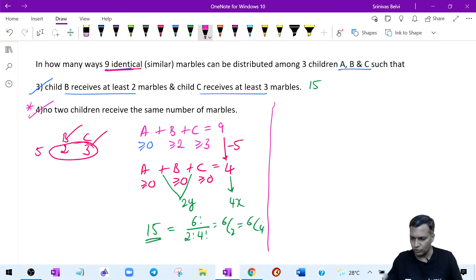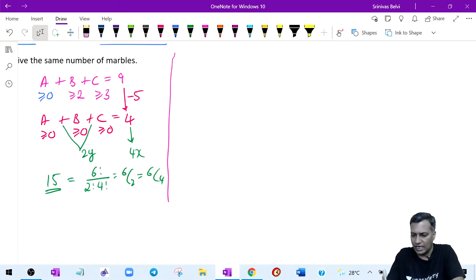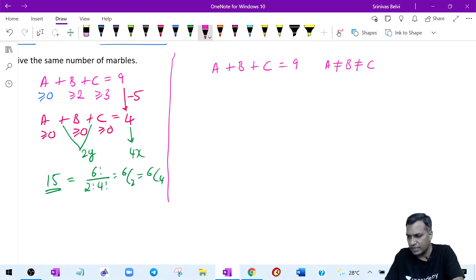Okay, all right. Now think. All right, that's fine. I gave some reflection time. That's good. Think alongside me. So what is it that we are trying to say? A plus B plus C should be equal to 9, such that whatever A gets should not be equal to B. What B gets should not be equal to C. This is the condition we are talking about.